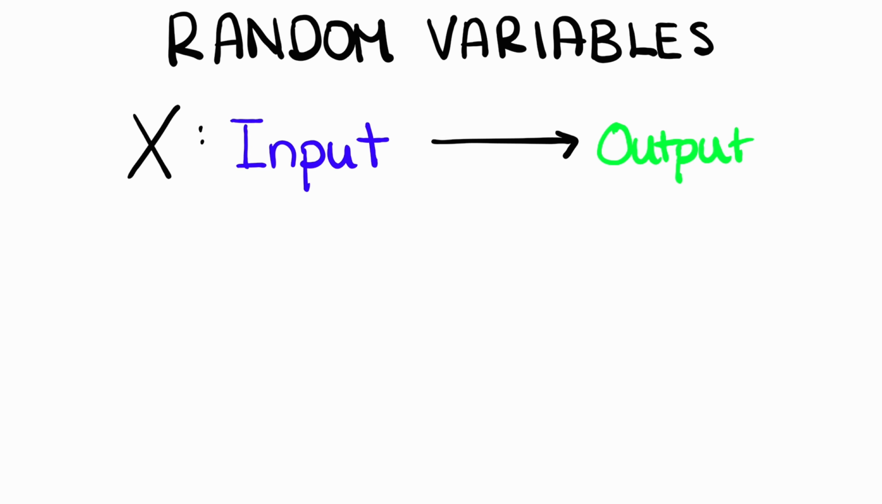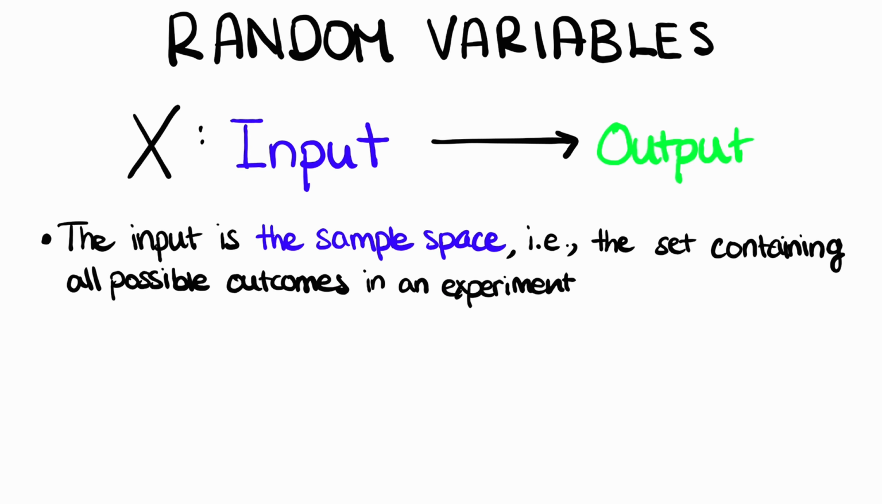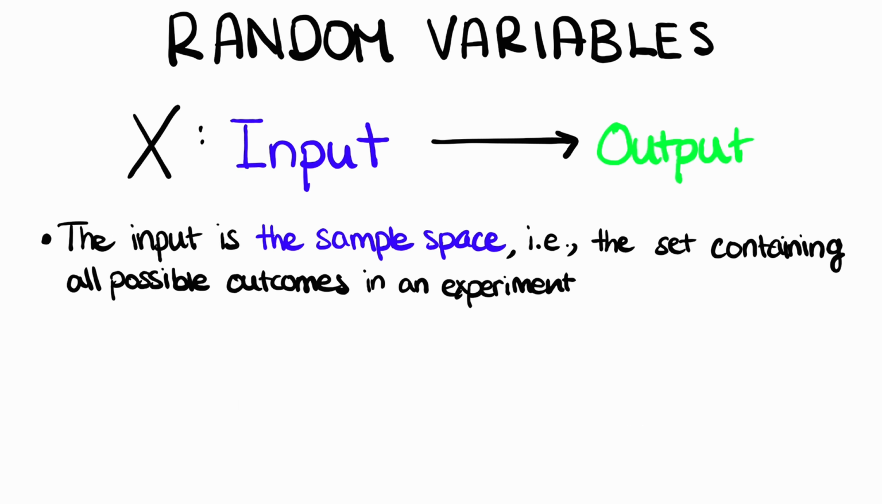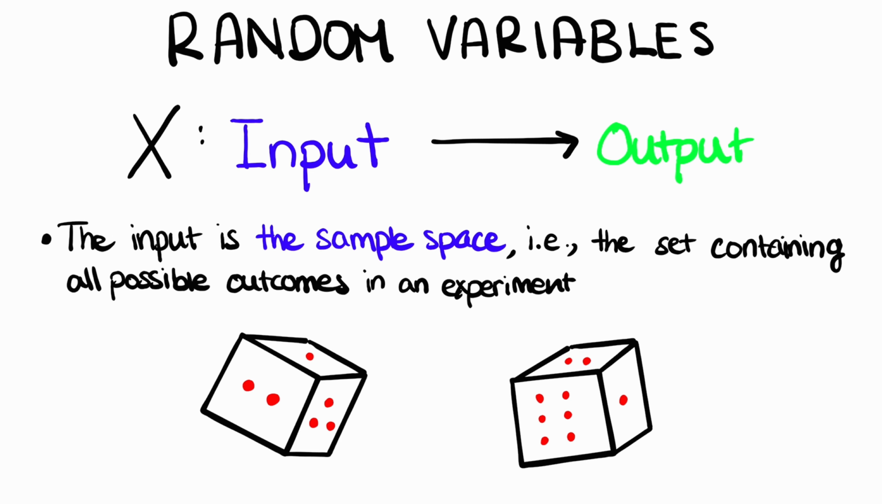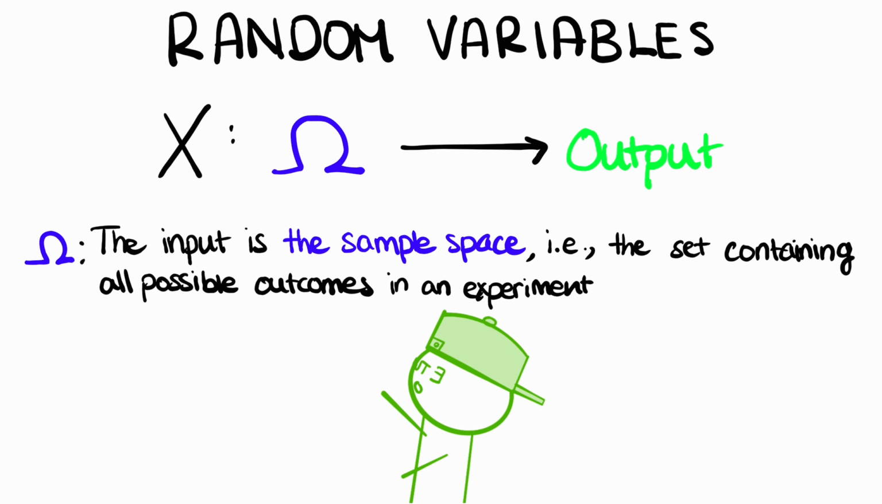Okay, now, the input for this function, X, is the sample space, which is the set containing all possible outcomes of an experiment. That could be the different sides of a coin in a coin flip, like randomly getting heads or tails, or perhaps the number of total dots in a roll of dice, like, again, randomly getting a 2 or a 6. Maybe not a 7, because it's impossible to get it. You get the idea. This set of possible outcomes is usually denoted with this fancy Greek letter called omega.